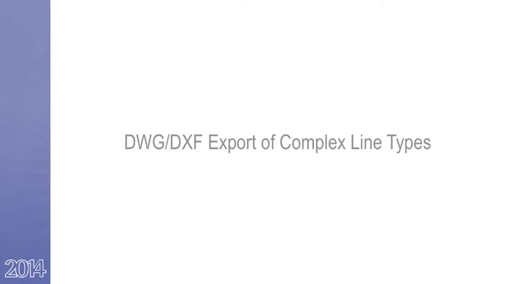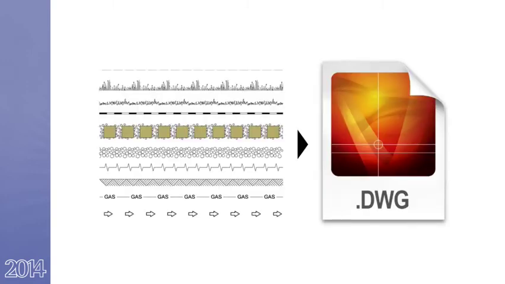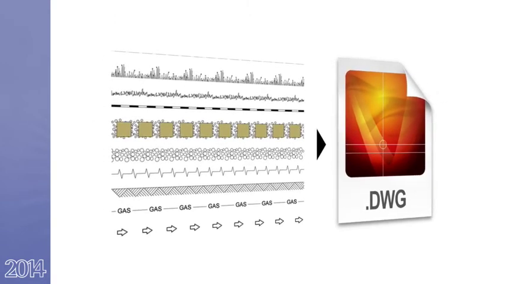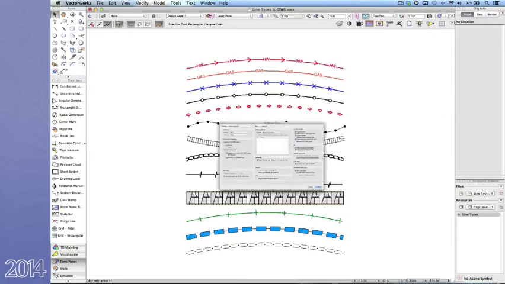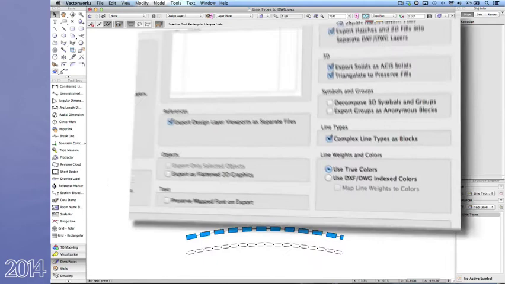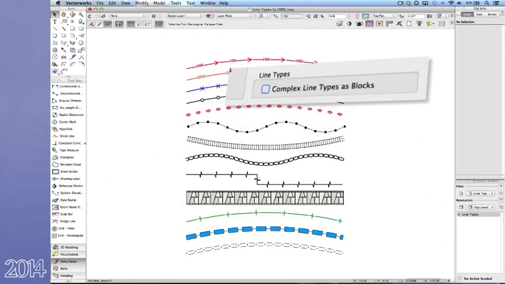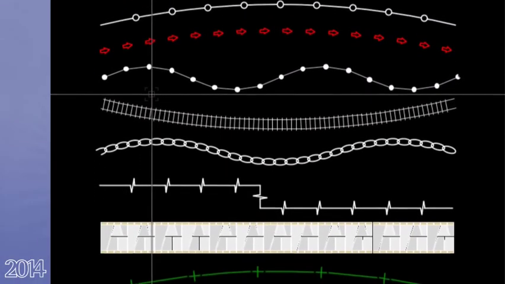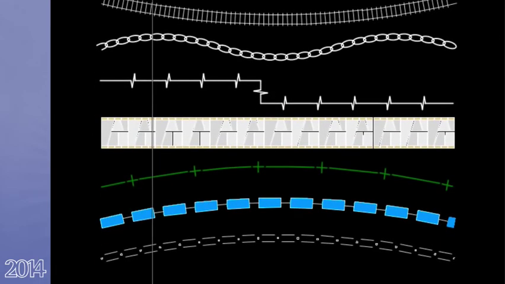The next feature involves complex line type export. Last year in Vectorworks 2013, we introduced line types. Now in Vectorworks 2014, these line types can be exported to DWG format as true DXF DWG line types. Simply uncheck complex line types as blocks in the DWG export dialog to ensure this feature. With that box unchecked, Vectorworks will create the appropriate SHX files that will be placed alongside the DWG after the export completes.